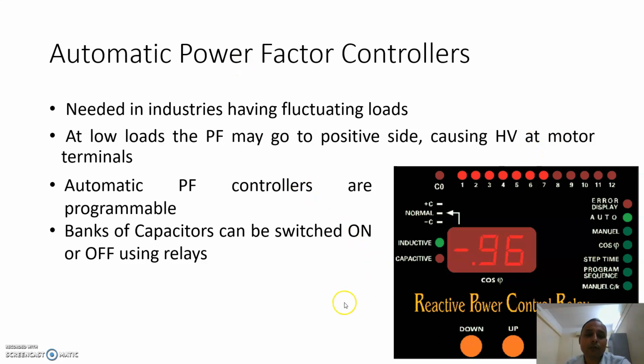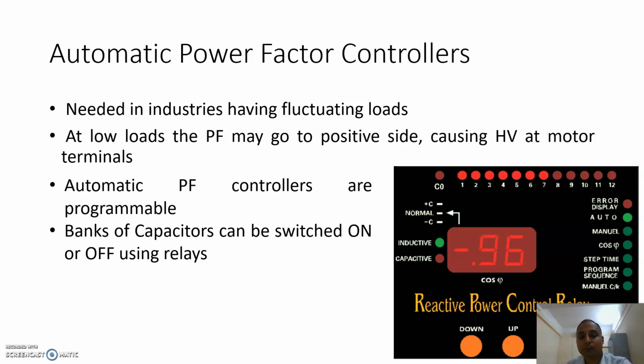At low loads, the power factor may go to the positive side also, causing high voltage at the motor terminals. When the loads are low, that means the inductive load is low, and if you use a very high capacity capacitor all the time, then it may lead to an increase in the reactive power on the positive side, towards the capacitive side. If the capacitive reactive power increases, then there is also a problem of high voltage which may be caused at motor terminals, damaging the motors.